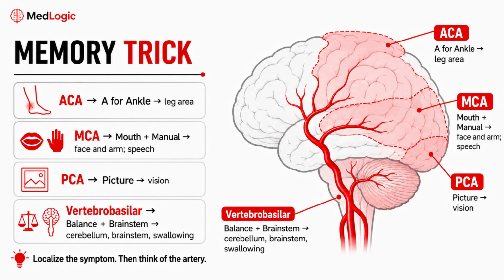Here is a simple memory trick. ACA, A for ankle, think leg area. MCA, M for mouth and movement of the arm, think face, arm, and speech. PCA, P for picture, think vision. Vertebrobasilar, V for vital brainstem and balance. Think brainstem, cerebellum, swallowing difficulty, double vision, and coordination. So localize the symptom first, then think of the artery.